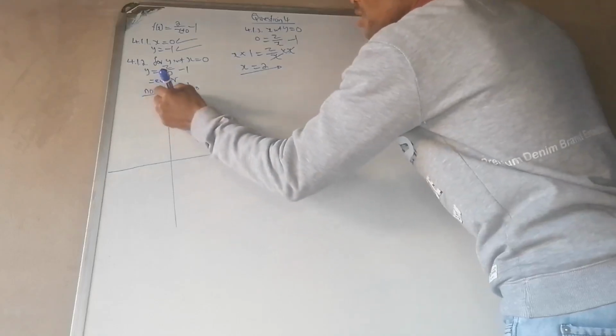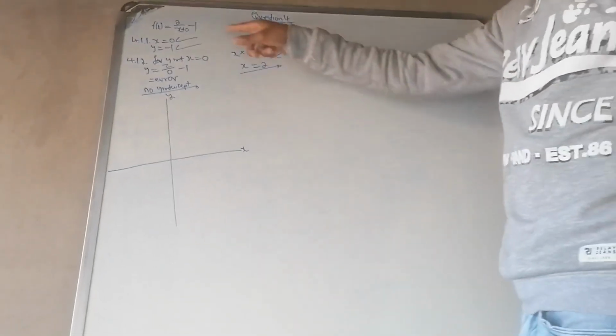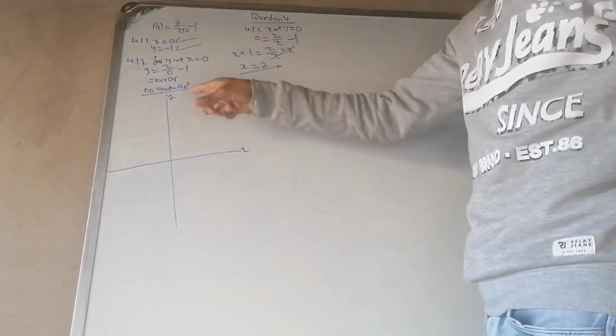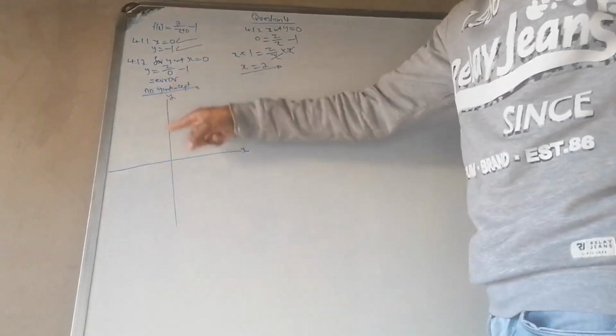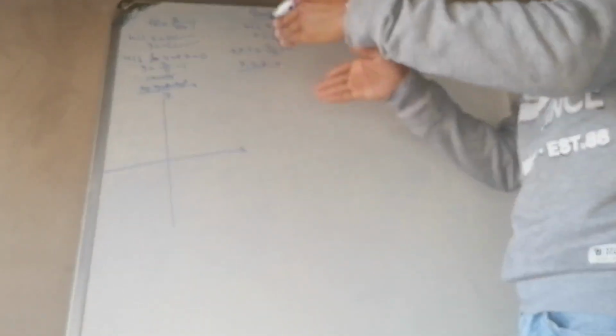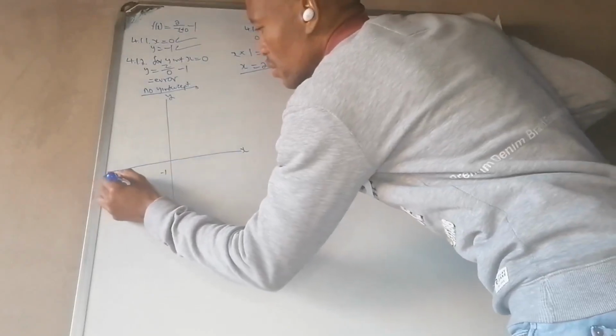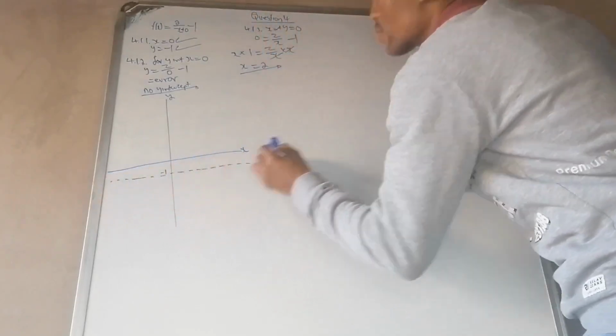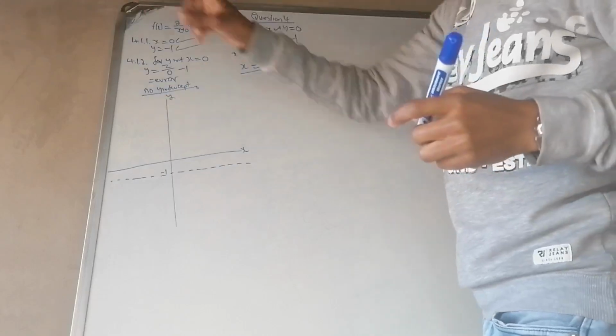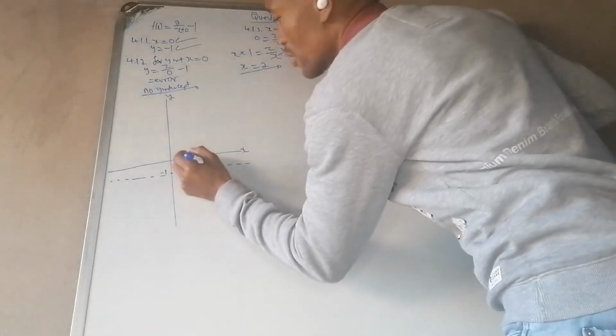This is x, this is y. The vertical asymptote is x equals 0, along this line. My horizontal asymptote is y equals minus 1. I don't have any y-intercept, but the x-intercept is 2.